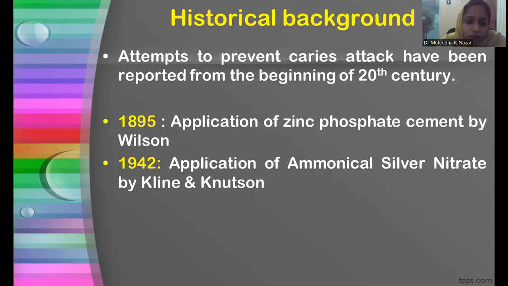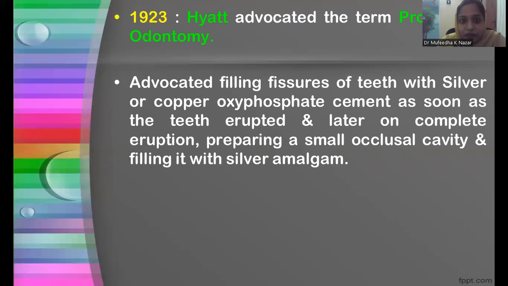In the history of prevention of caries, both conservative and invasive attempts have been made by various authors from 20th century onwards. In 1895, zinc phosphate cement was used as a sealant material by Wilson. In 1942, Klein and Knudsen used ammoniacal silver nitrate to seal pits and fissures.